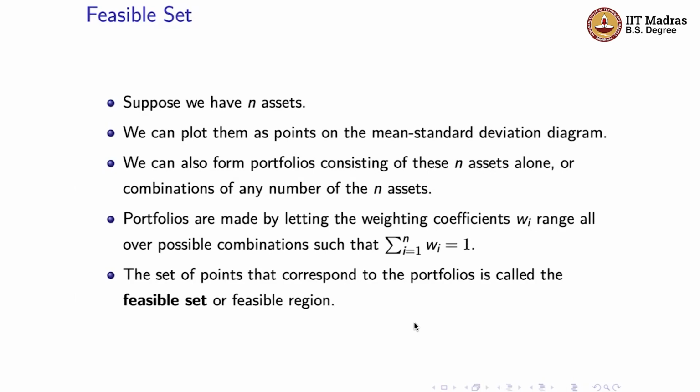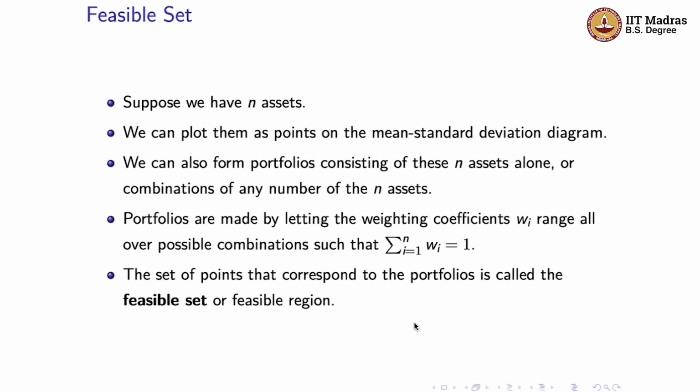So what is the general set of portfolios that we can form? These are the ones made by changing the weights allotted to different assets. We should allow for all possible values of the weights such that the sum of the weights adds up to 1. As before, some of the weights can be negative, which would correspond to the shorting case.